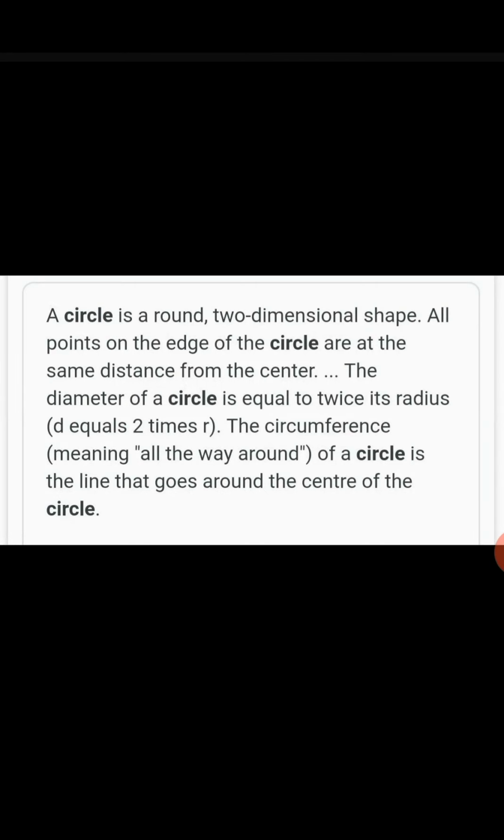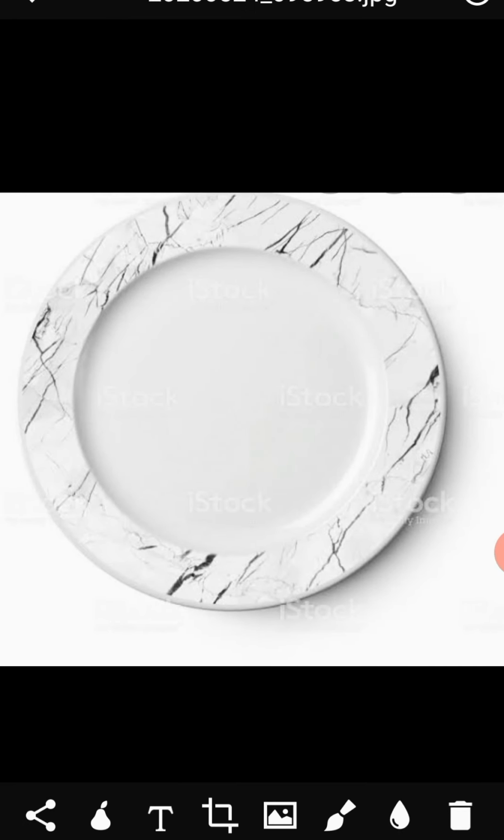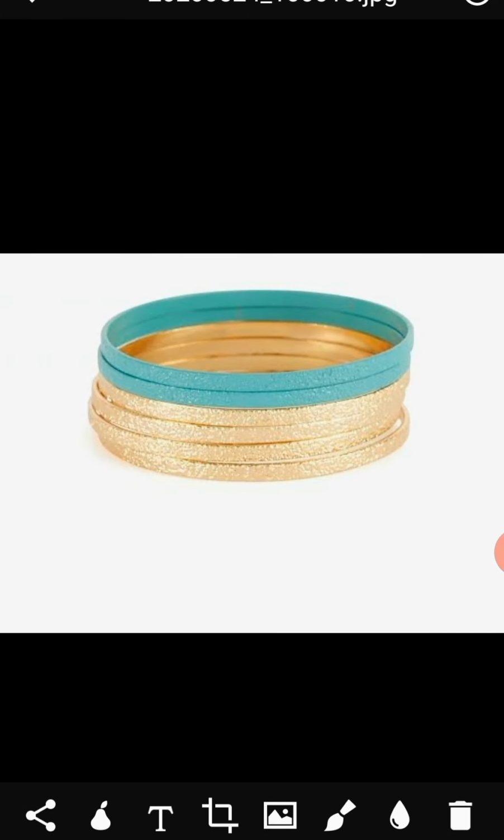What is circle? A circle is a round two-dimensional shape. All the points on the edge of the circle are at the same distance from the center. So you can see example of a circle. That plate is circular shape. These bangles are of circular shape.